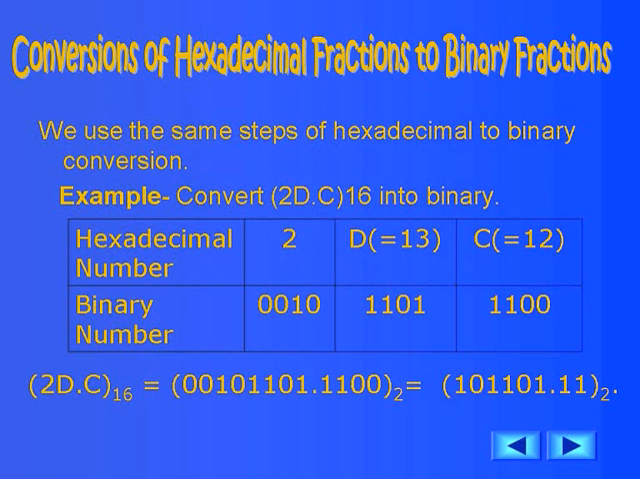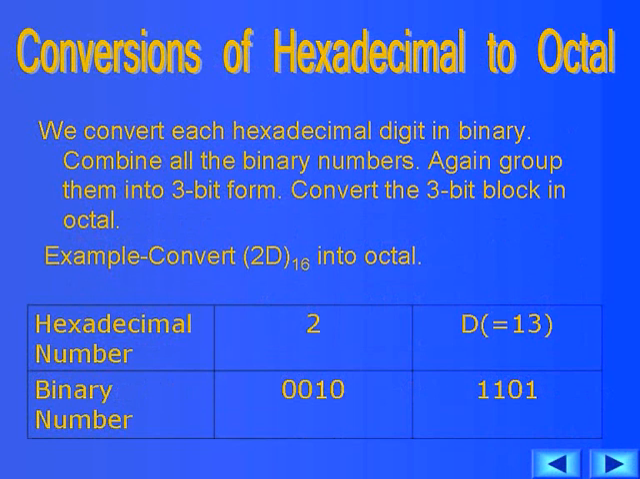Conversion of hexadecimal fractions to binary fractions. We use the same steps of hexadecimal to binary conversion. Convert 2D.C into binary. So the hexadecimal digits are 2, D and C, and C is equivalent to 1100, D is equivalent to 1101, 2 is equivalent to 0010. So the number is equivalent to 00101101.1100, which is equivalent to 101101.11.